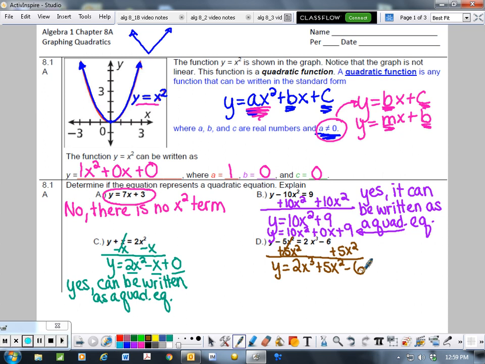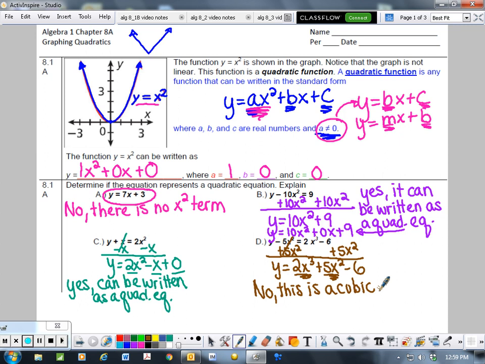Well, there's an x squared, but is this our highest exponent? It isn't. X to the third is our highest exponent. So this isn't quadratic anymore. It is now a cubic. And we've just shown that right there.